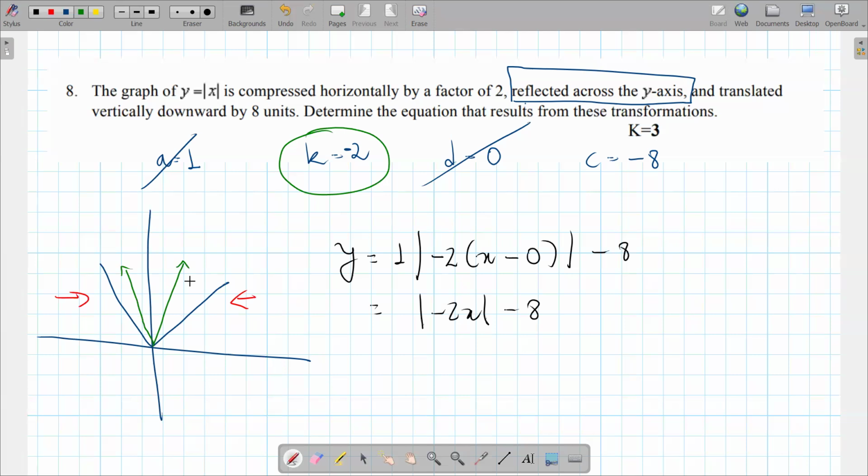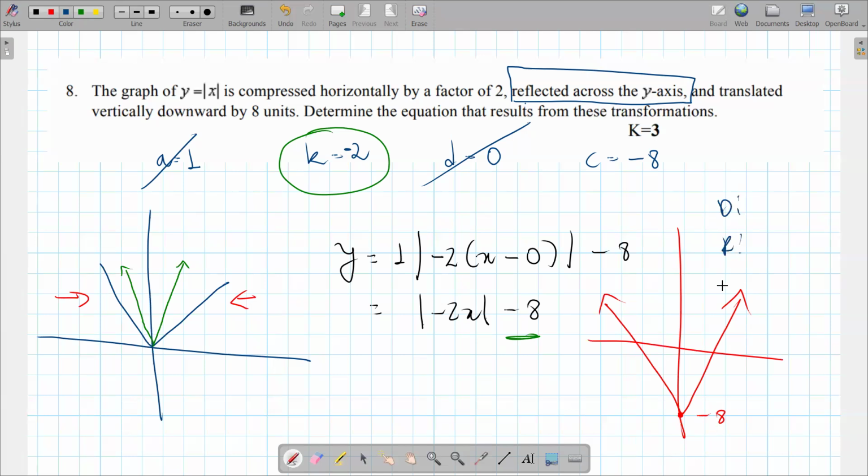And then after the reflection on the y-axis, it's going down 8 units. So the final curve is going to look like this. This point is -8. It's on the y-axis. What's the domain of this function? What's the range of this function?